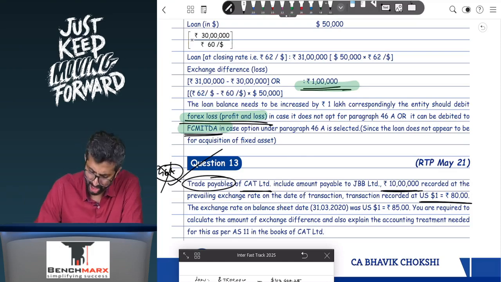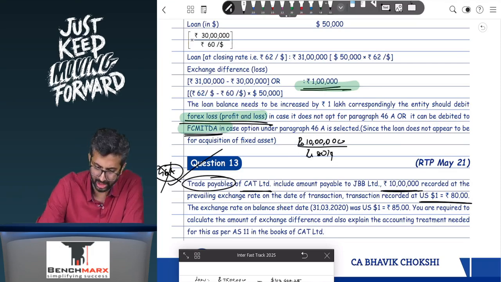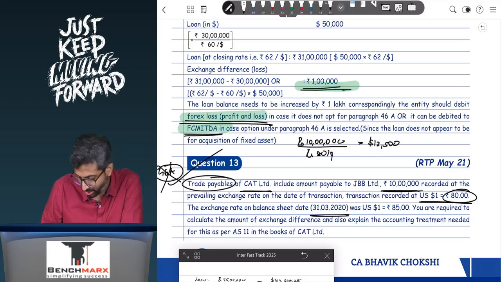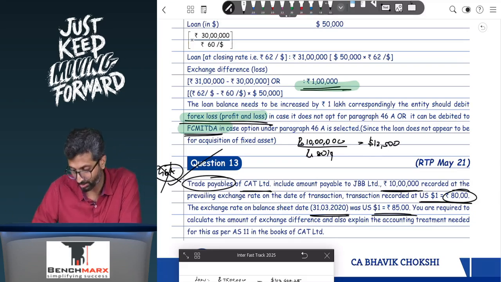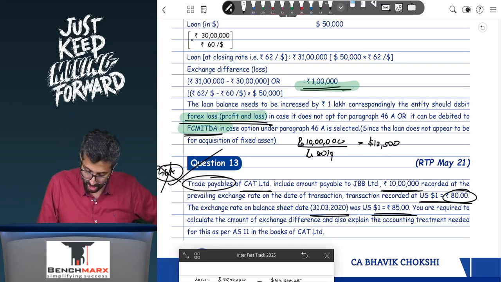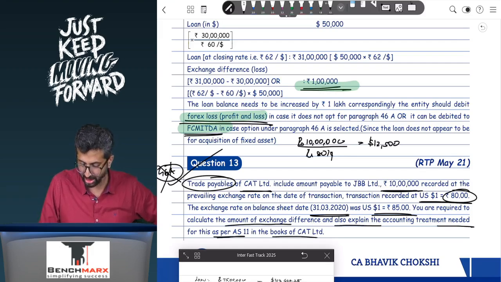So first you will always find the amount in dollars. That is the first step everywhere. You find the amount in dollars, which is 10 lakhs divided by 80, will probably come to 12,500. And this 12,500 would have been recorded at the rate of rupees 80, which came to 10 lakhs, that is your payable. The exchange rate on the balance sheet date was 85, so you have to pay more. For something which you have recorded as a liability at 80, you have to pay 85. You are required to calculate the amount of exchange difference and also explain the accounting treatment needed as per AS 11 in the books of CAT Limited.